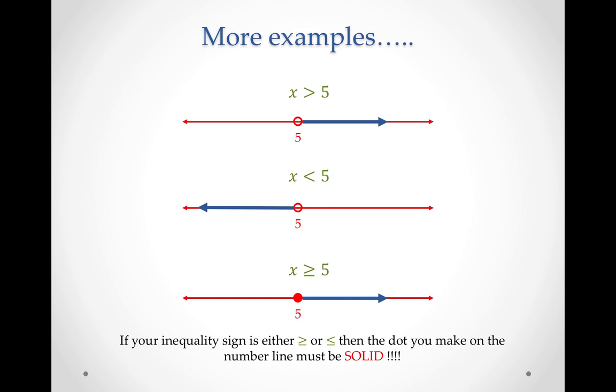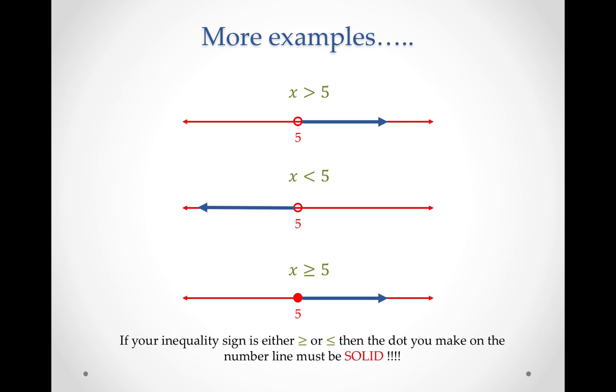Some more examples of this. If x is greater than 5, we would mark in 5 on the number line with a round dot, and we would then in bold draw all our solutions that would go to the right because x is greater than 5. Let's say x is less than 5. Again, we'd mark in 5 on a number line, and in bold we would now have to mark all solutions for x that are less than 5. So it would go in the left direction.